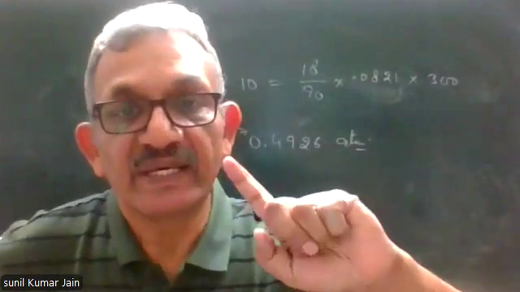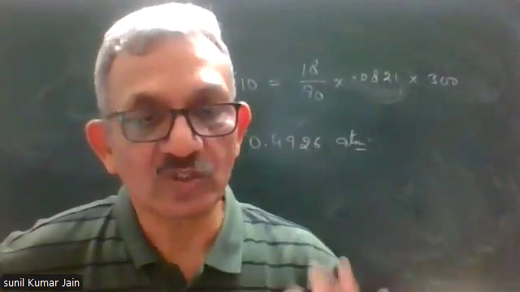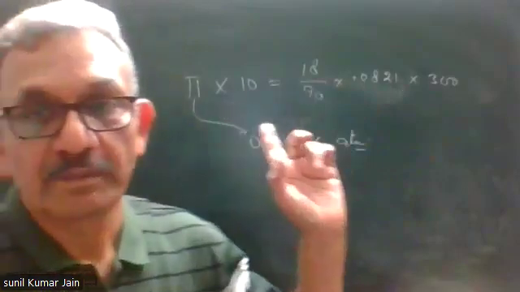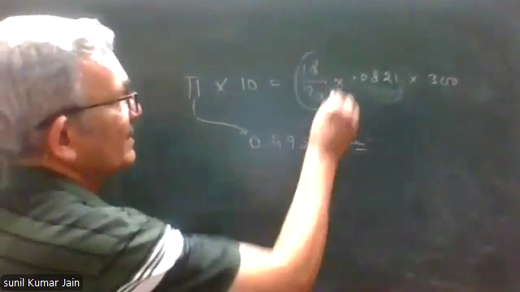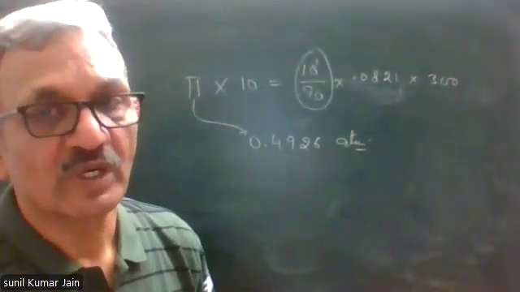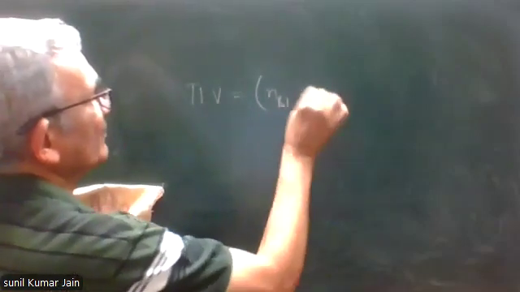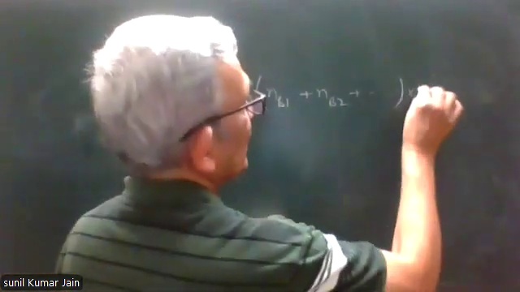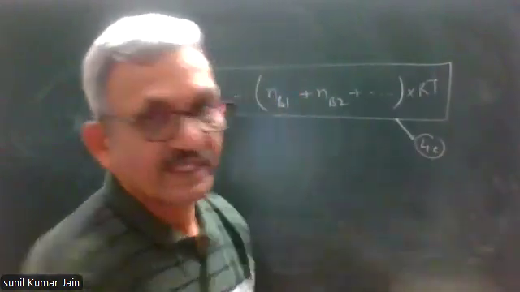Further write down. If the solution contains two or more non-volatile solutes, then equation 4B becomes... now how do we modify equation 4B? This is number of moles of solute. Now in place of number of moles of solute, we'll use the sum of the number of moles of different solutes. So equation becomes pi V is equal to NB1 plus NB2 plus so on. This is the sum of the number of moles of non-volatile solutes into RT. This is equation number 4C.